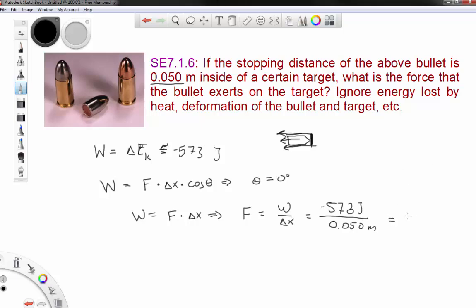And so what that's going to get us is a total force of about 11,468. So let's say 11,500 newtons. So that's how much force is basically being applied to the bullet in order to stop the bullet, and therefore that's also how much force by Newton's third law the bullet must be applying to the target.